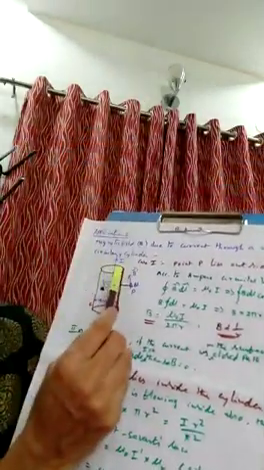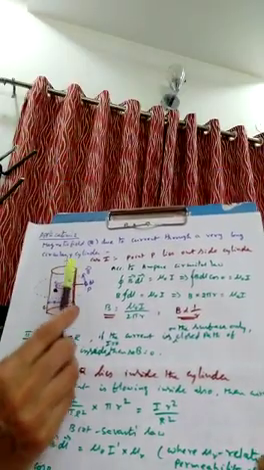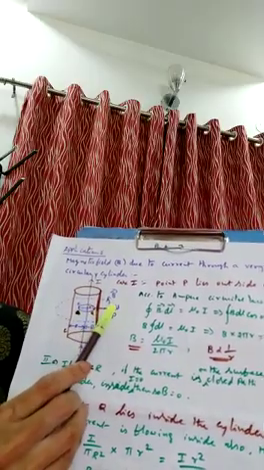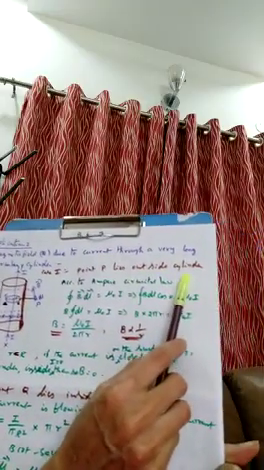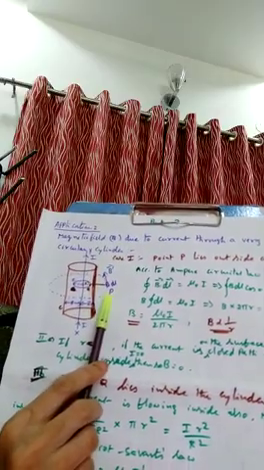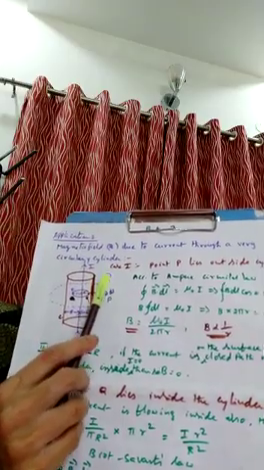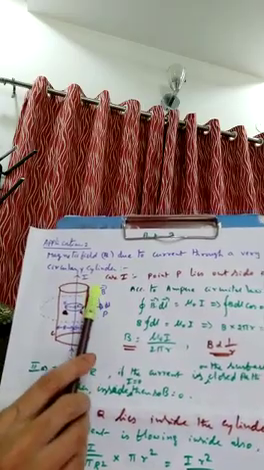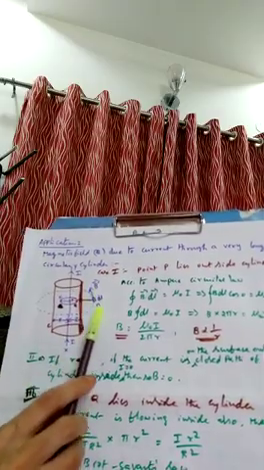This is the cylinder, it carries current I, and we have drawn the dotted Amperian loop outside it. Case 1 is that point P lies outside the cylinder, so we are discussing only the point P considered here. Out of the three cases, which Amperian loop is applicable here? dl and B are in the same direction, tangent. B is tangential to the magnetic field line, so the angle between dl and B is 0.